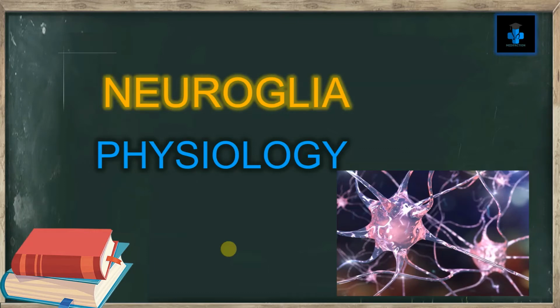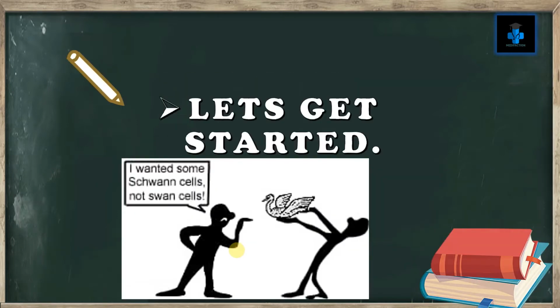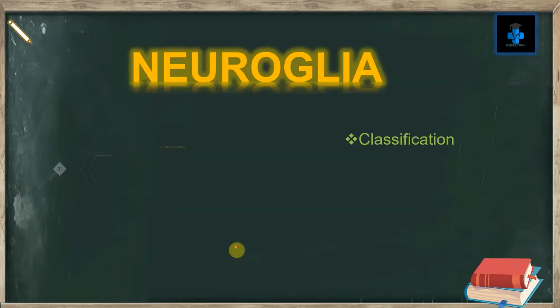Today, let's learn about the physiology of neuroglia. Neuroglia are a class of cells in the brain and spinal cord that form a supporting structure for the neurons and provide them with insulation. So, to learn more about neuroglia, let's get started.